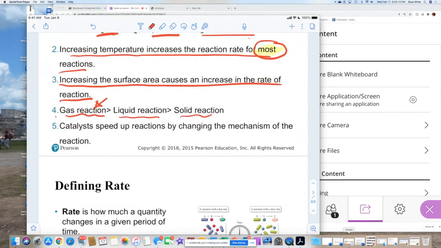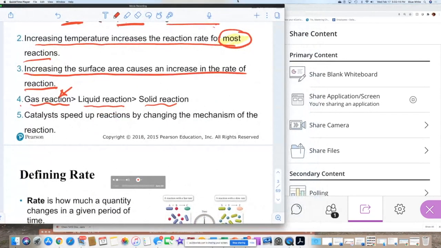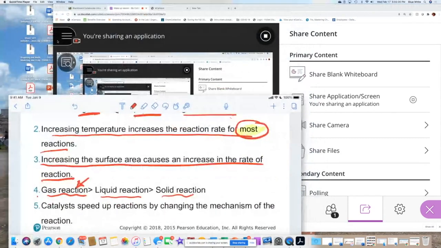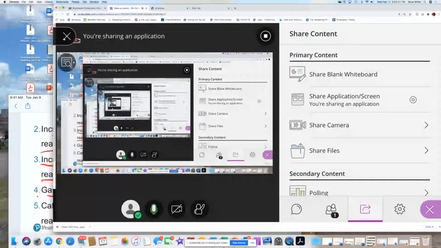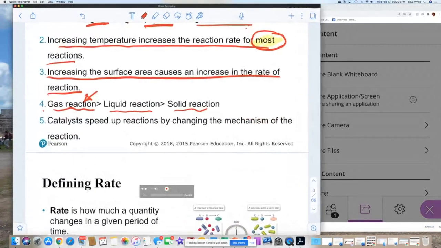Okay, and then we have catalysts. Now, what catalysts do here is, for the most part, we tend to use catalysts. Let me make sure this recording is on because sometimes I forget to. Yep, it's recording. I forget to press that, and then I go through the whole lesson, I realize, oh, it's not recording.